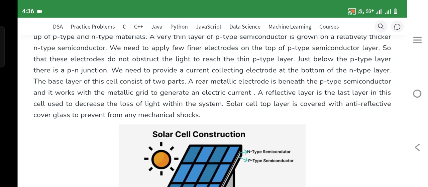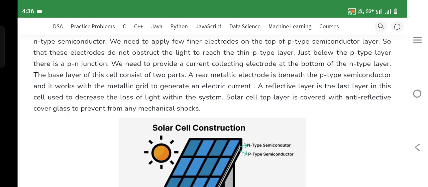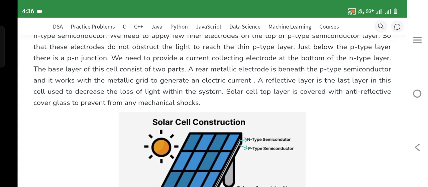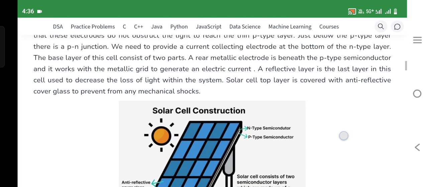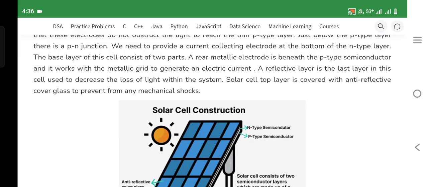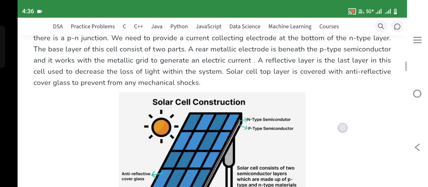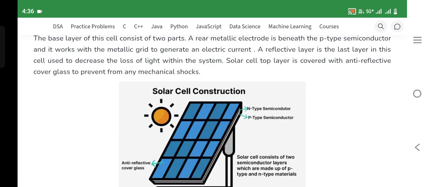We need to provide a current collecting electrode at the bottom of the n-type layer. The base layer of the cell consists of two parts. A rear metallic electrode is beneath the p-type semiconductor, and it works with the metallic grid to generate an electric current. A reflective layer is the last layer in this cell, used to decrease the loss of light within the system. The solar cell's top layer is covered with anti-reflective cover glass to prevent any mechanical shocks.